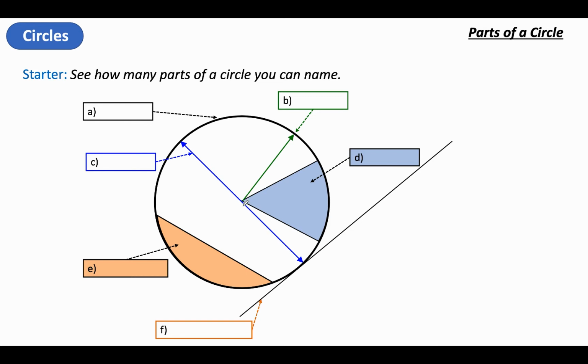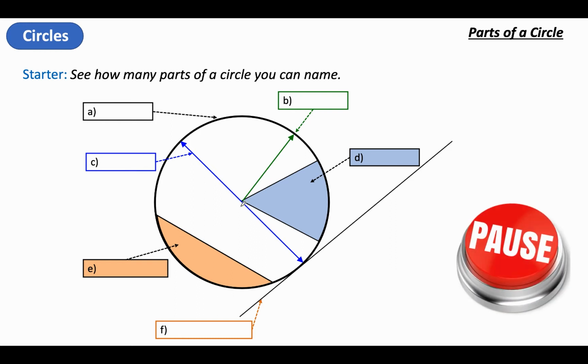Okay, and so press pause on the video. You could write them down or just keep them in your head. I'd rather you wrote them down, but you haven't got anything to write with. You'll have to do it in your head and see if you can figure out what those names are. So pause the video and unpause when you're done.